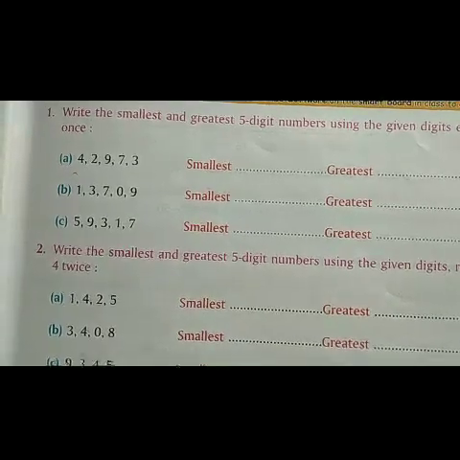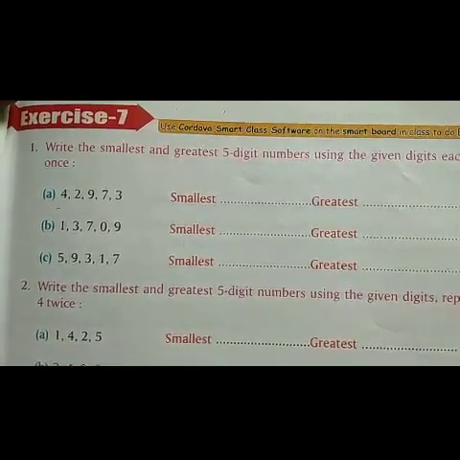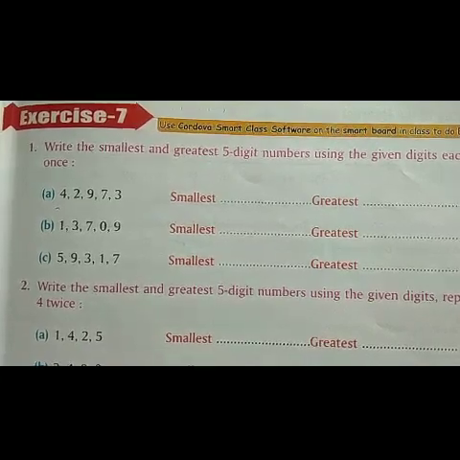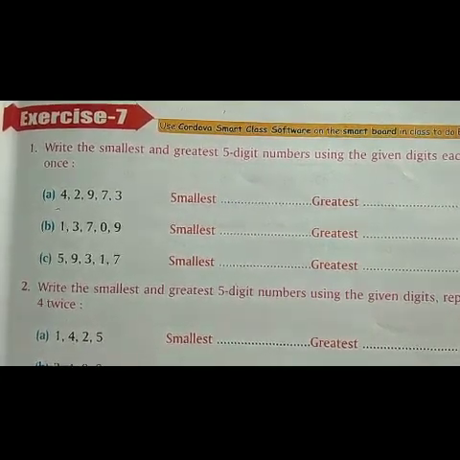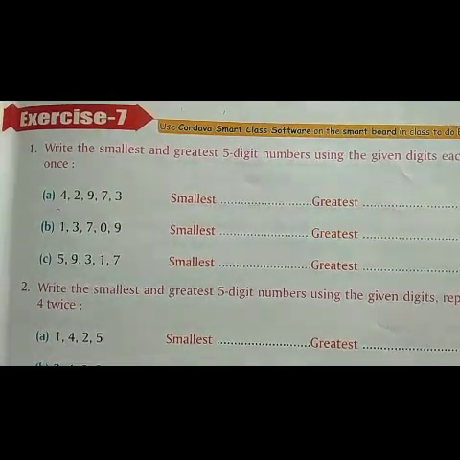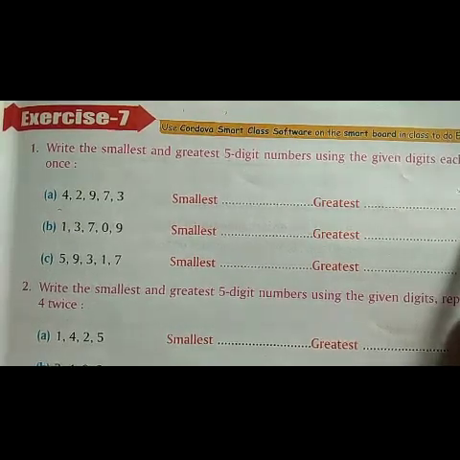Students of class 4th, exercise 7. In this exercise, we have to learn about the formation of numbers using the given digits. There are two types of numbers formed using the given digits: the smallest number and the greatest number.